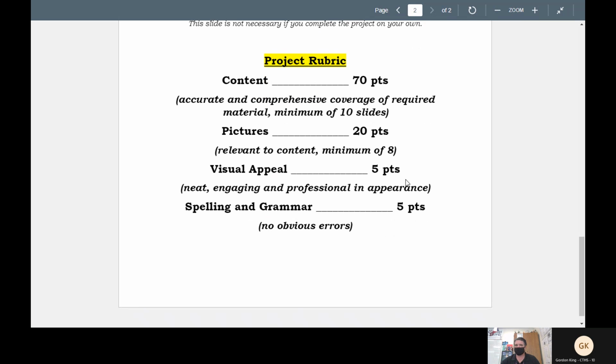These last ones are pretty much give me points, but not exactly. Visual appeal, is it neat? Is it engaging? Is it a professional looking presentation, or does it look like something that you just slapped together? Again, that's only 5 points, but it's something.